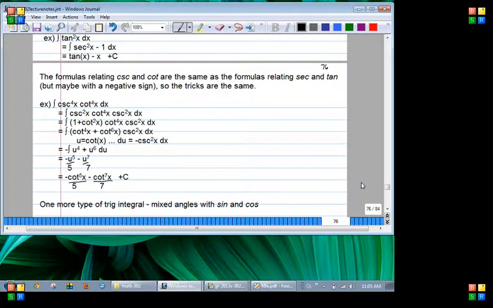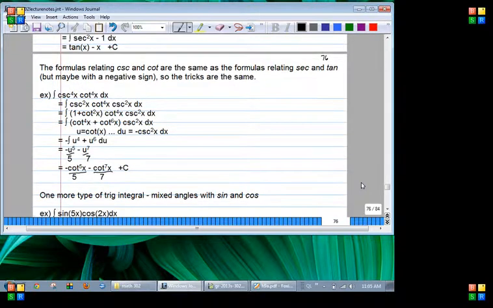One more type of trig integral that we can do involves mixed angles with sine and cosine. This one's kind of nice because as soon as you see sines and cosines and mixed angles, you know exactly what it has to be. You have to use one of those mixed angle formulas. So just as a quick reminder, what were the mixed angle formulas?